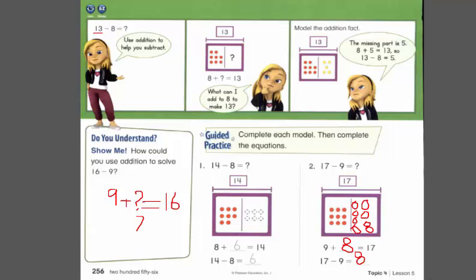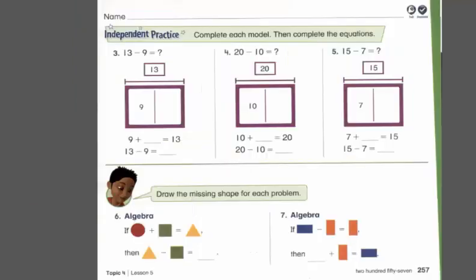Okay, the missing part, it's 8. Turn the page, page 257.